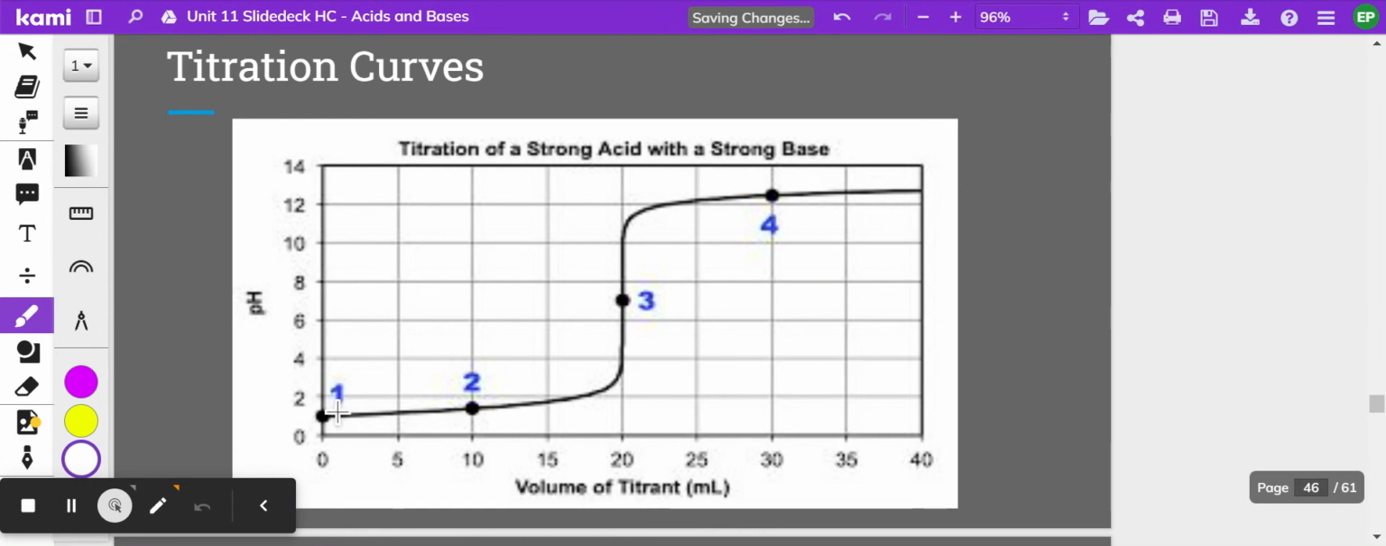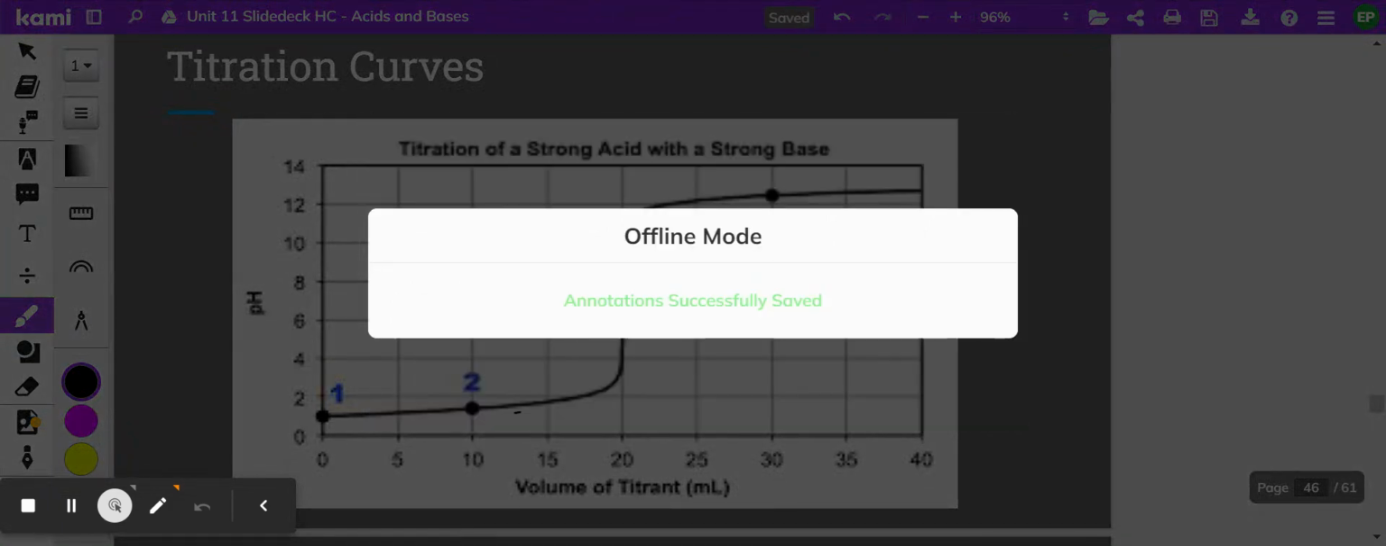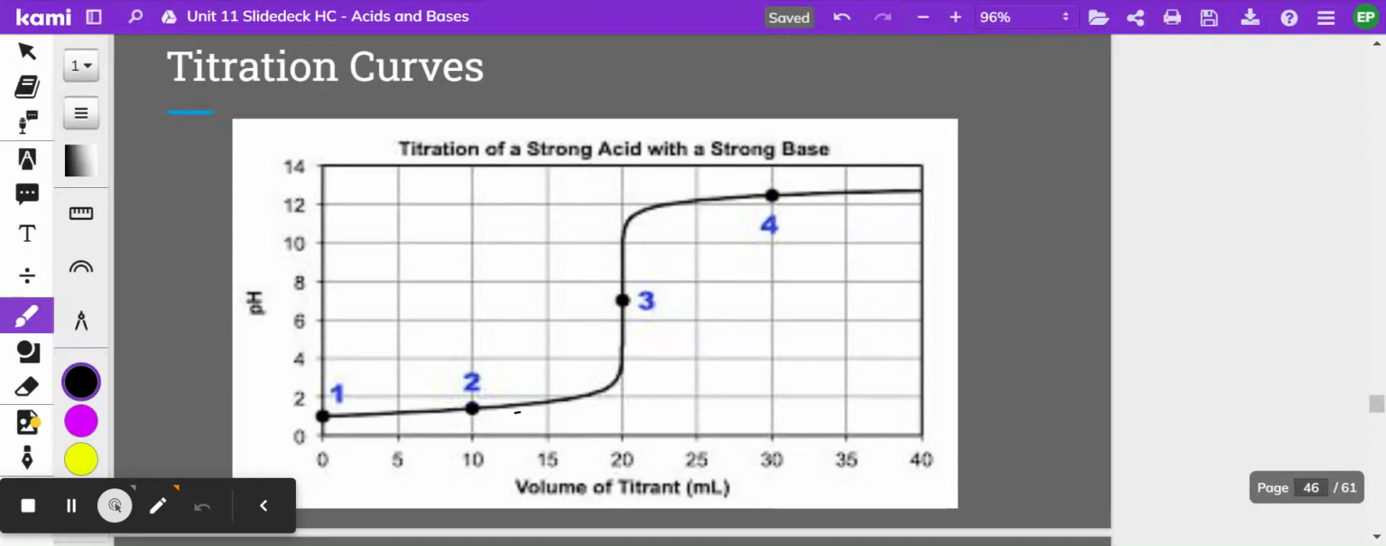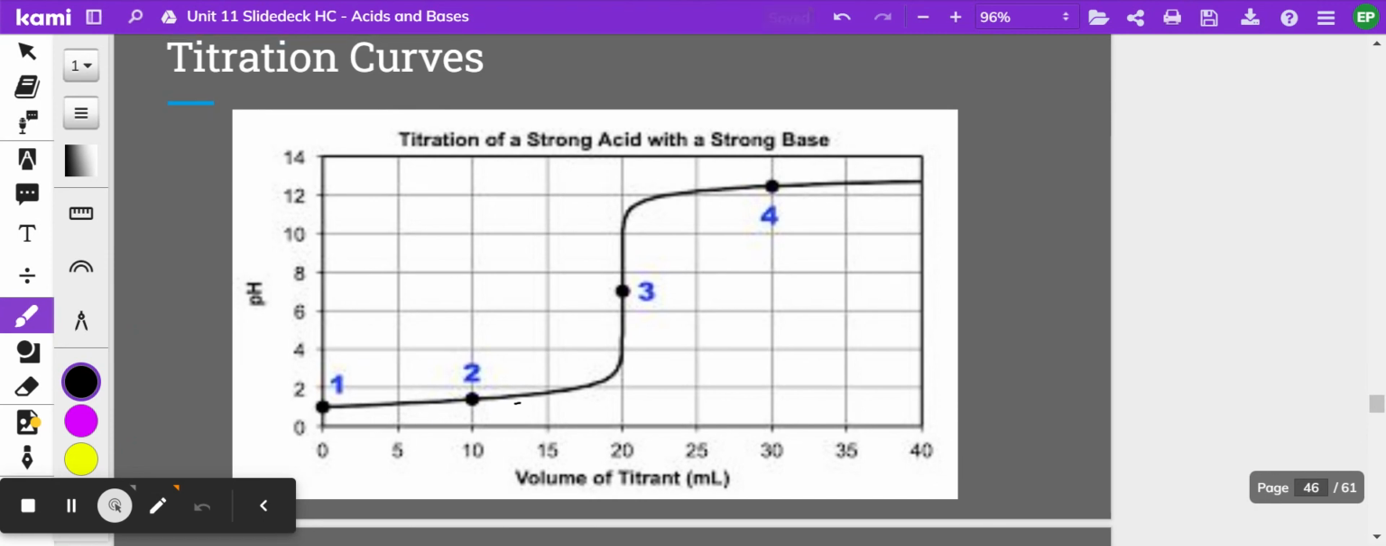At the very beginning in section 1 of the graph, it starts off with a pH around 1. Well, that would make sense because the pH of a strong acid is really low. It's a lot less than 7 for acidic solutions. But as we begin to add 5, 10, 15 milliliters of base, we start creeping up in our pH. pH will rise as the amount of acid begins to be neutralized by the base. And then at some point near the equivalence, the pH will rise rapidly.